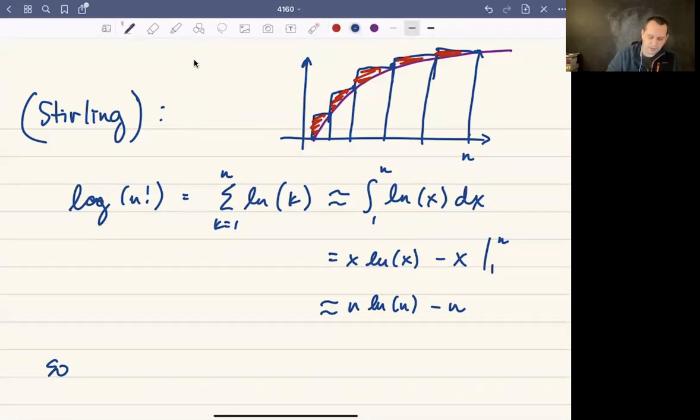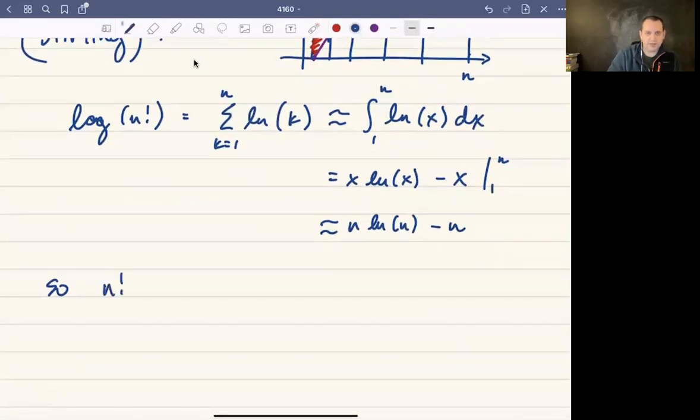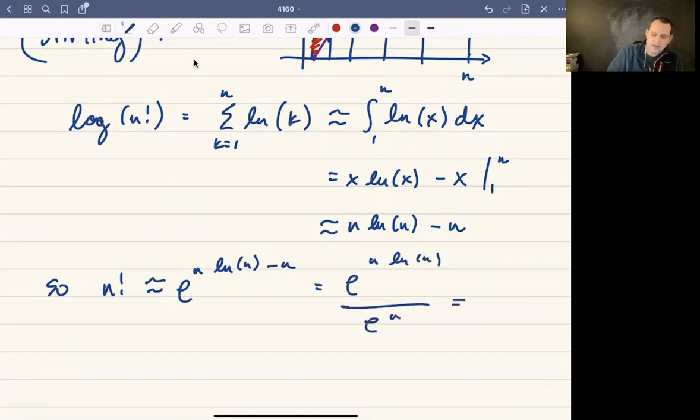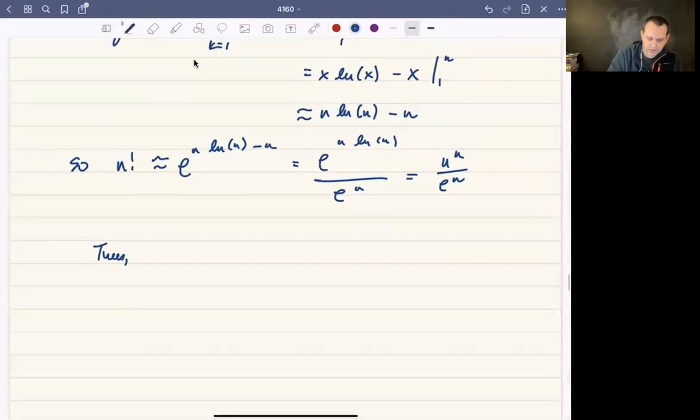And so if we exponentiate both sides, again, I'm being super careless with how precise this is, but I just want to give you this idea of how it works. N factorial is going to be approximately equal to e to the n natural log of n minus n. So that's e to the n natural log of n over e to the n. And e to the n natural log of n is just n to the n. So this is n to the n over e to the n. In other words, n factorial is going to be approximately equal to n over e to the n.